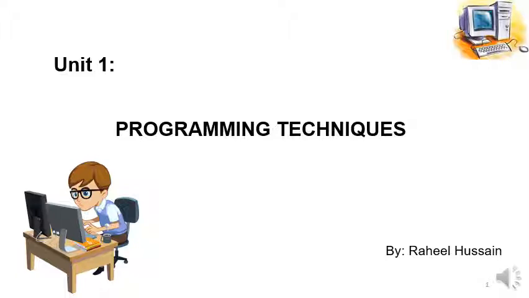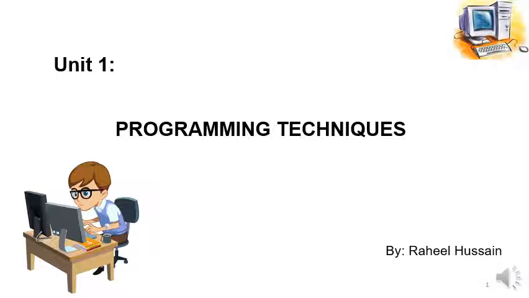Students, today we are going to start the computer science course for 10th class from the very first unit, that is programming techniques. This unit is related to problem solving techniques, in which we will study how we can understand a problem, how we can analyze the problem from different aspects, and further how we can devise a solution, a best solution for solving any problem.